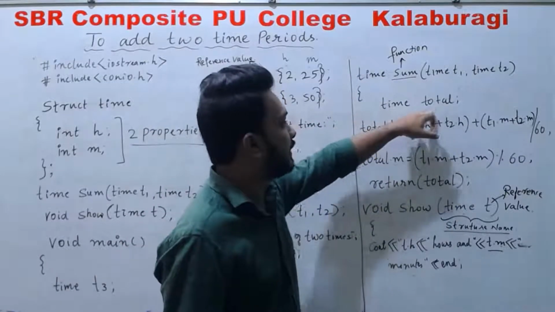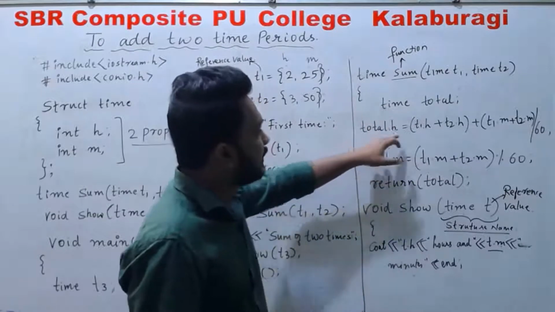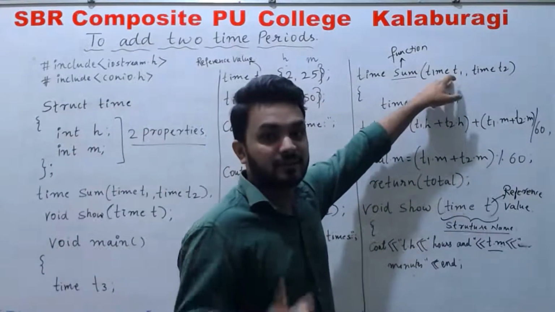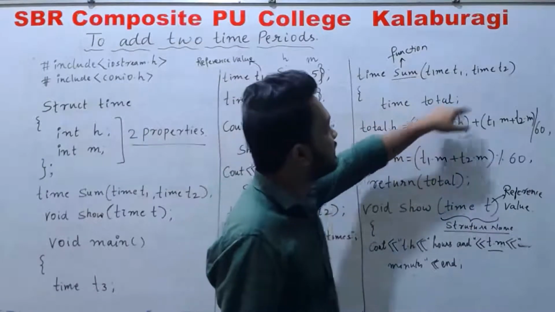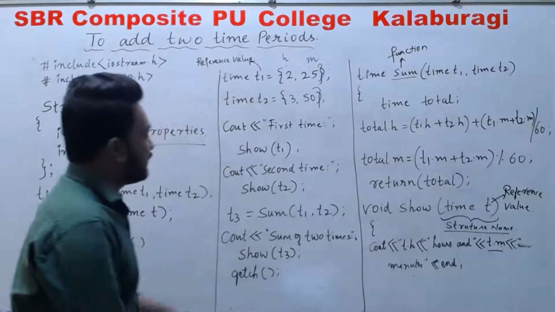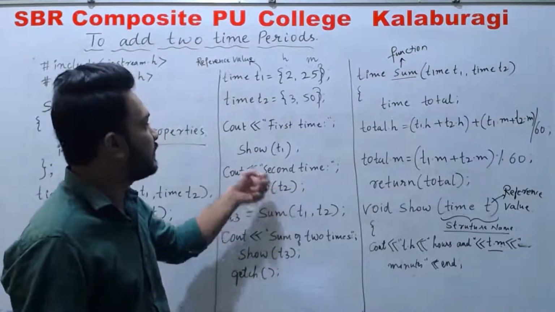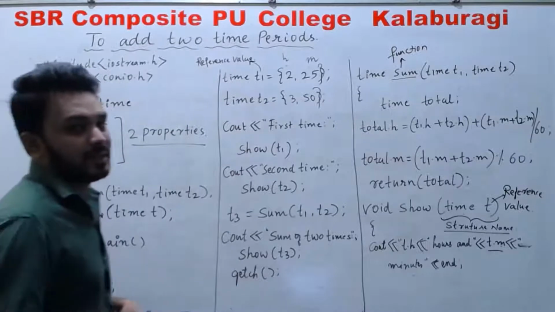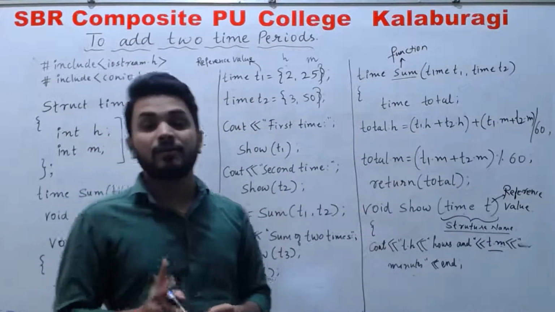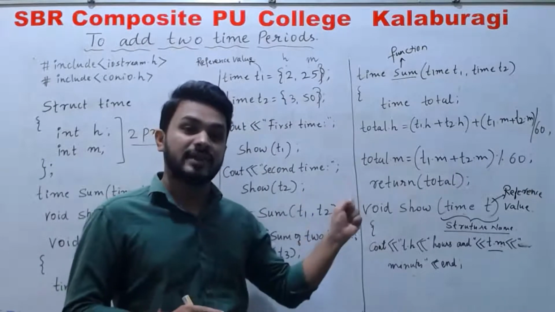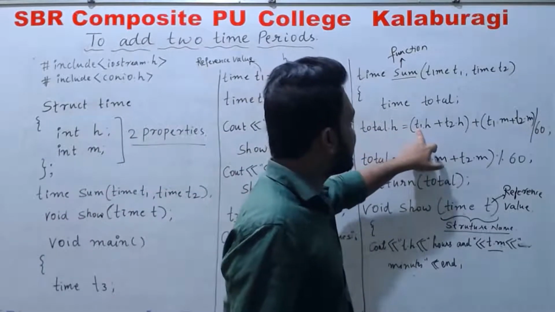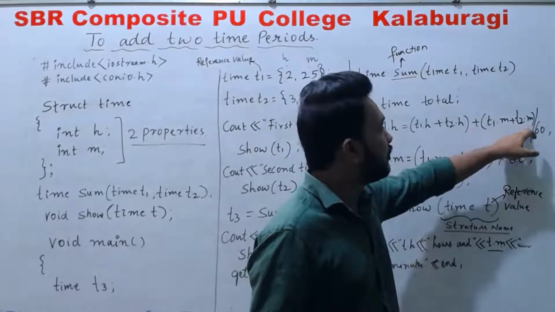So I am taking one variable of the time structure here, t1.h plus t2.h. What is t1 here? That is a structure object, the first structure object, t1.h plus t2.h plus t1.m plus t2.m divided by 60. T1 and t2 are those two times, and in these two times we are adding hour and minute, so I have to take two references and calculate the first time's hour and minute and the second time's hour and minute. So I am adding hours here plus t1.m plus t2.m divided by 60.